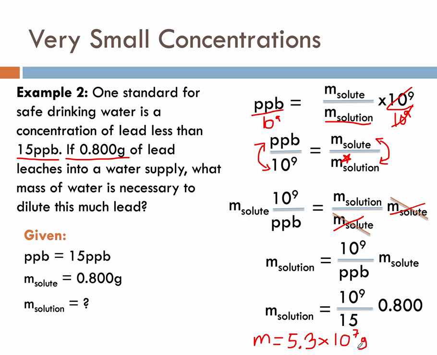So technically that is actually the mass of the entire solution, which is the mass of the water plus the mass of the lead. But of course, in terms of significant figures, if we are subtracting out that mass of lead, which is only 0.8 grams, that's not going to change my number at all. So for parts per billion questions, the mass of the solution is essentially the mass of the water here. And that is it for this lesson.